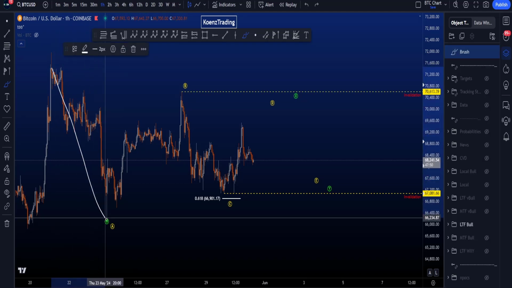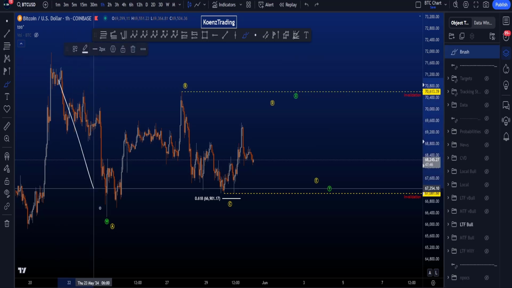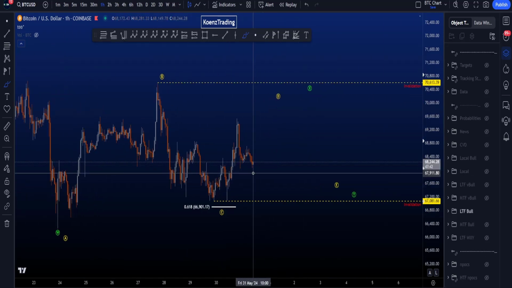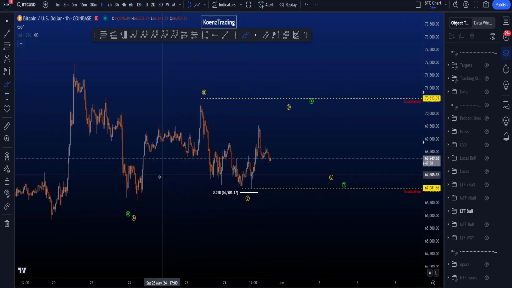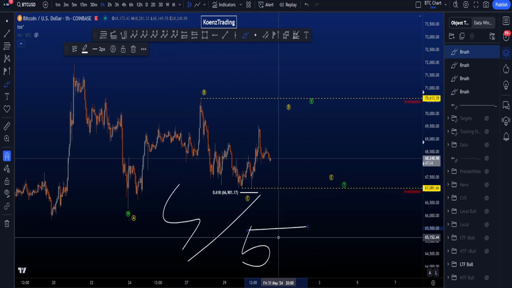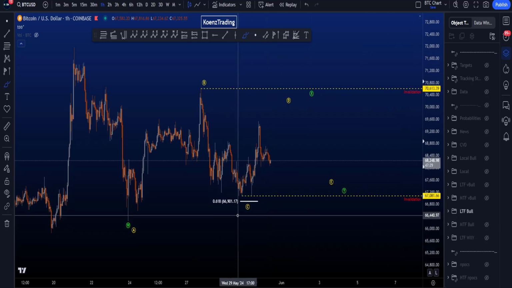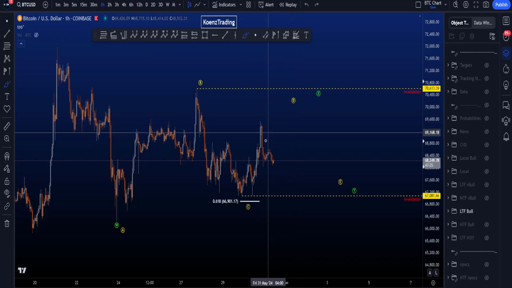Here you can see we have a wave W, wave X and a wave Y count, but also a triangle in a wave A, B, C, D and a wave E. And I want to start with the triangle because in a triangle, all of the waves have to be zigzag family structures, and 4 out of the 5 waves have to be simple zigzags. Only one wave is allowed to be a more complex structure, and most commonly it is wave C or wave D, which then turns into a double or a triple zigzag.